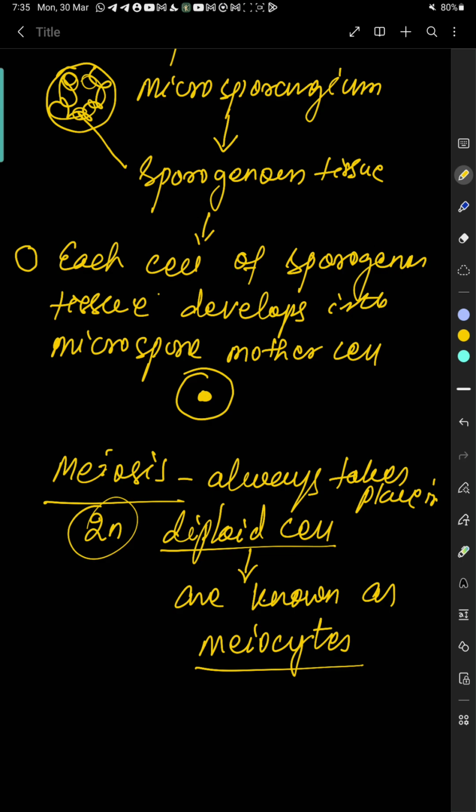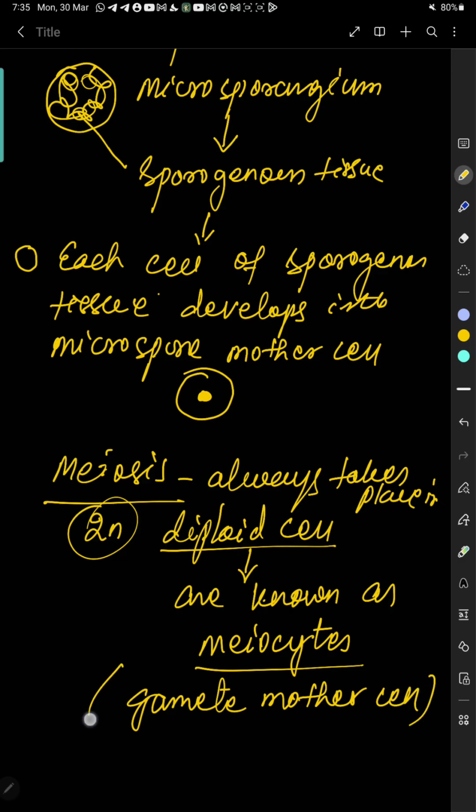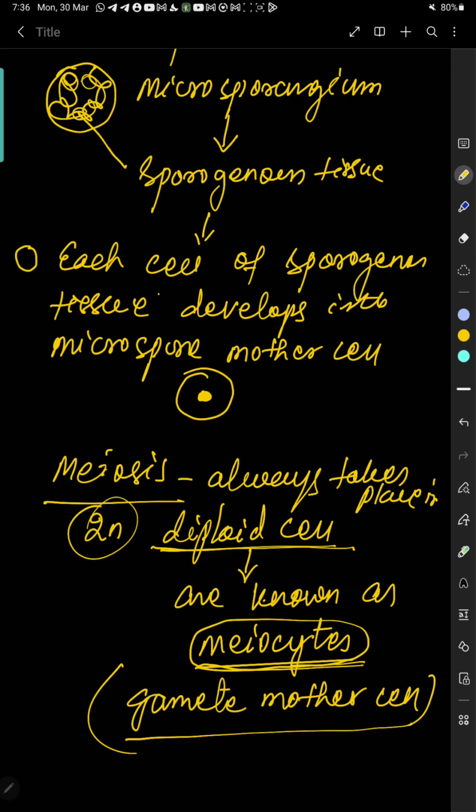But these cells which develop into gametes are called meiocytes. So what are they in general? They are the gamete mother cell. The cell in which meiosis takes place is called a meiocyte. They are always diploid cells. The meiocytes are also known as gamete mother cells because these are the cells which divide to form the haploid gametes.